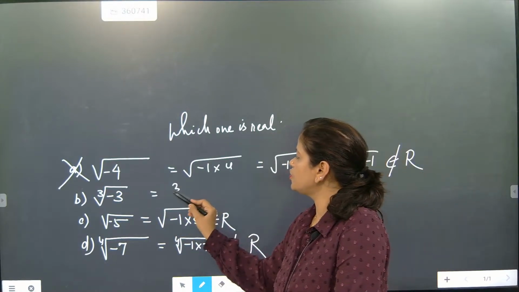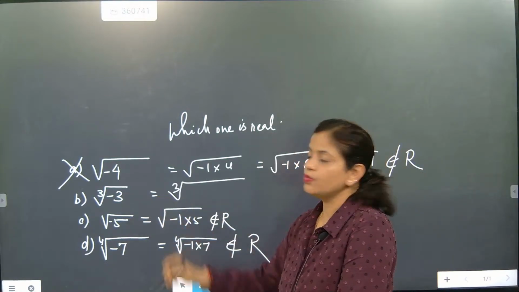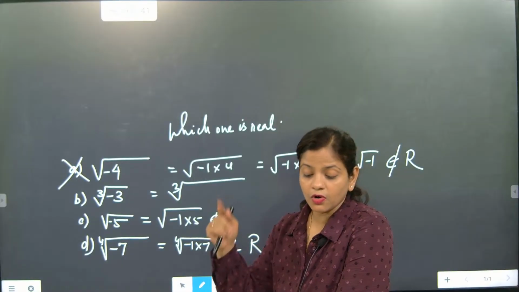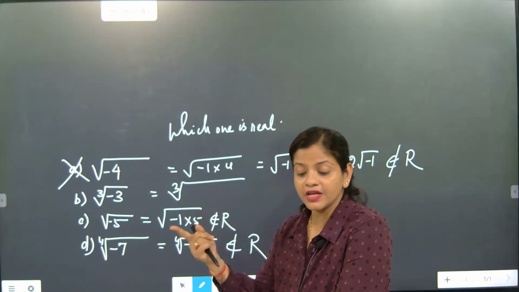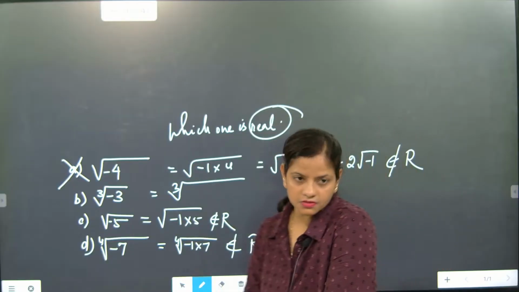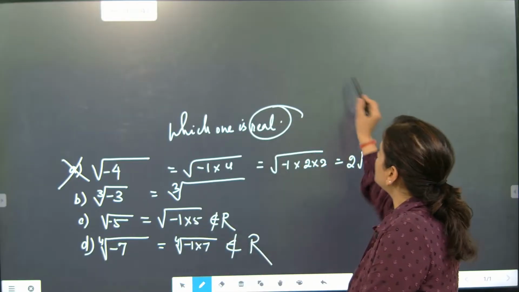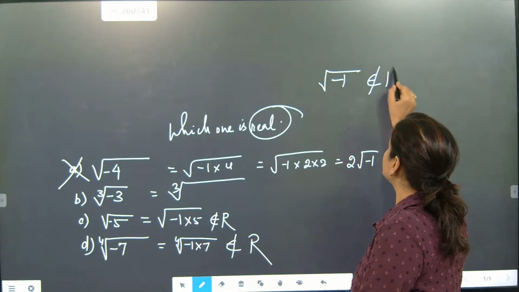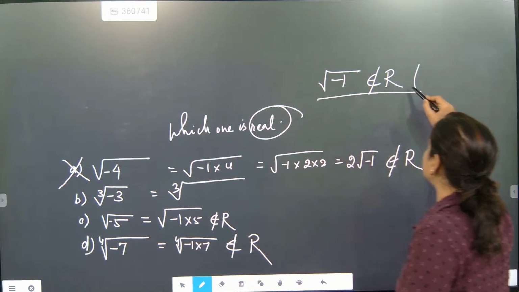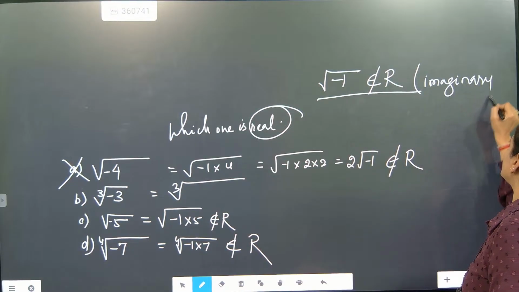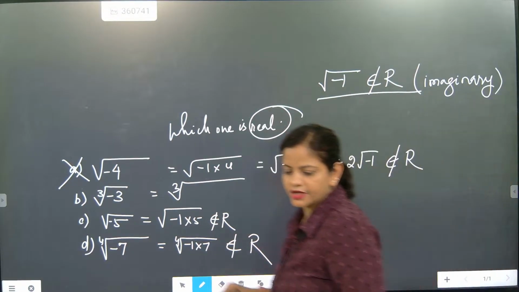Now look here. Cube root of 3 is there. Is it real or not? I am not asking whether it is rational or irrational. My question is which one is real. Whenever root under minus 1 is there, it does not belong to real numbers. It will become imaginary. It is not real.